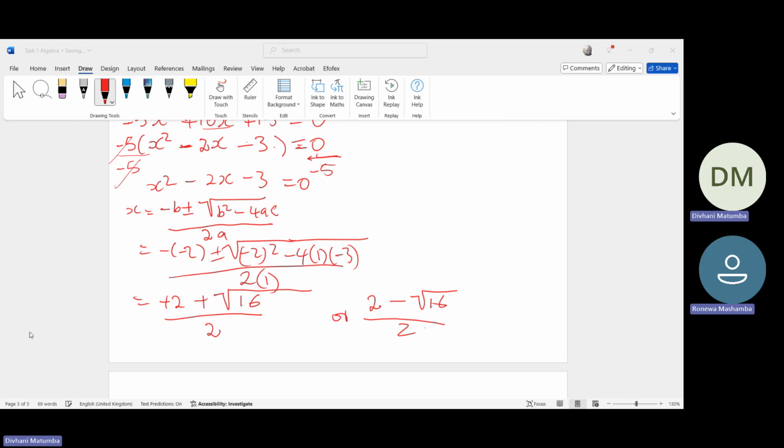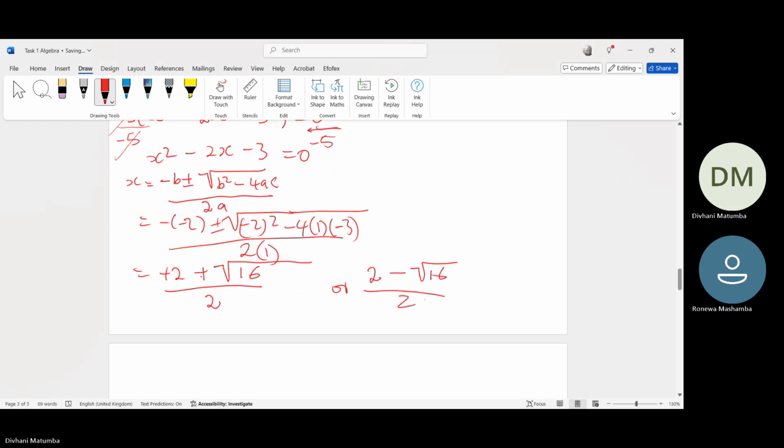You agree? Yes, sir. Okay. Now, 2 plus the square root of 16, the square root of 16 is 4. 2 plus 4 is 6. 6 divided by 2 is what? 3. Or 2 minus 4 is minus 2. Divided by 2, it will give us minus 1. Yeah, so these are the values of x.